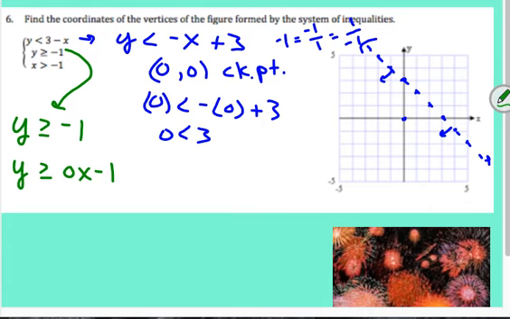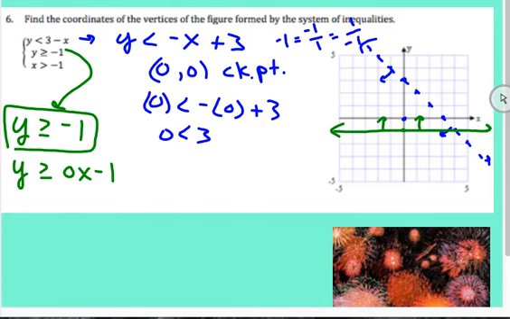So I'm going to go to -1 here. This is a solid line. Now I just have to decide if I shade above or below it. You can use the checkpoint 0, 0, but look at this. Think of all your y values. If they're greater than -1, would you be going up or down? You'd be going up. So we have a double shaded region right now.